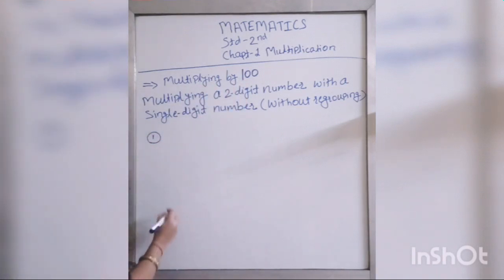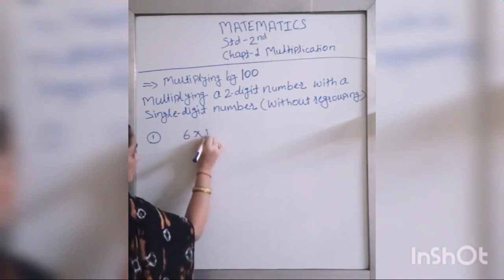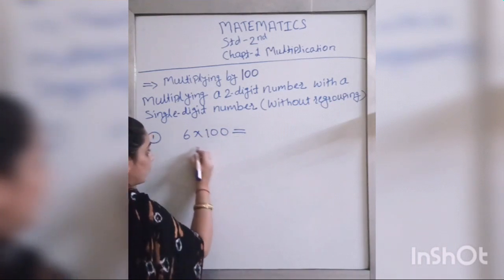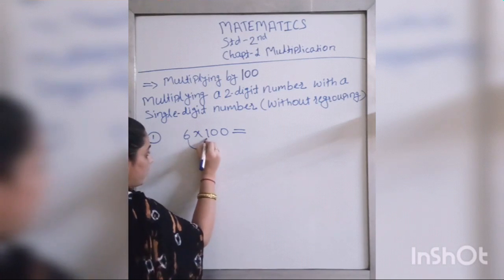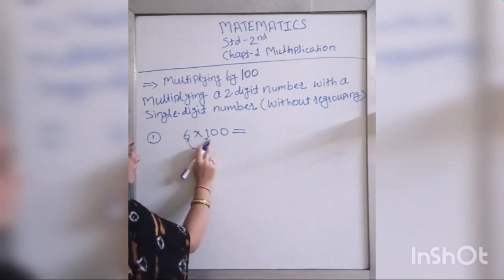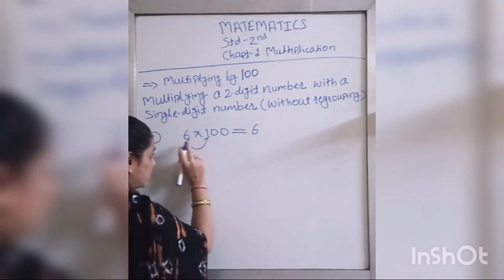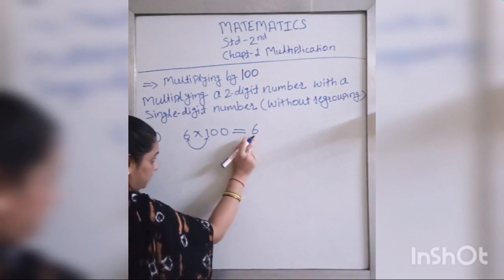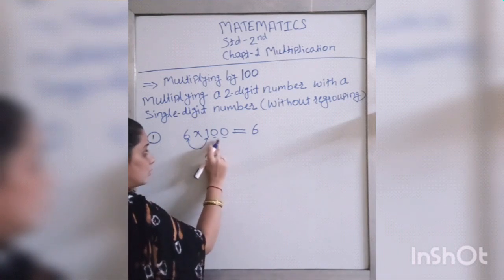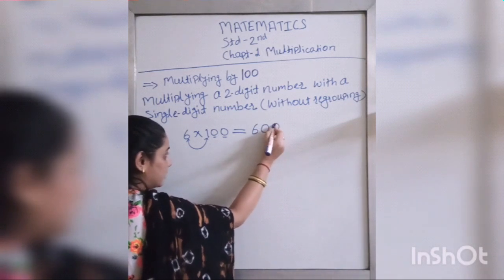Let's see the first example. Suppose I am multiplying 6 into 100. Whenever we multiply any number with 1, we get the number itself. That means 6 ones are 6. Next, how many zeros are there in 100? 2 zeros. Those 2 zeros we will write as it is.